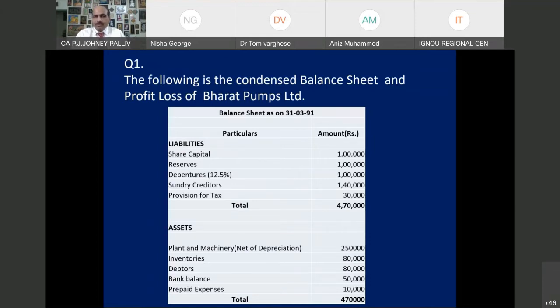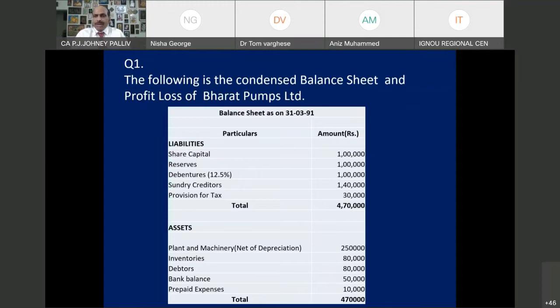Therefore, in this particular example, the sundry creditors and provision for taxation are short-term liabilities, whereas share capital, reserves and surplus, and debentures are long-term funds, out of which share capital and reserves are own funds and debentures are loan funds.